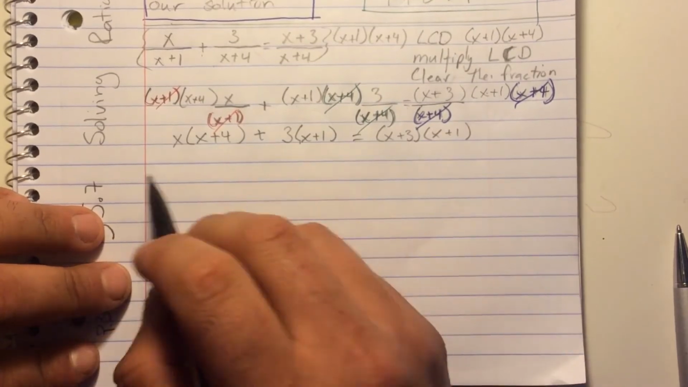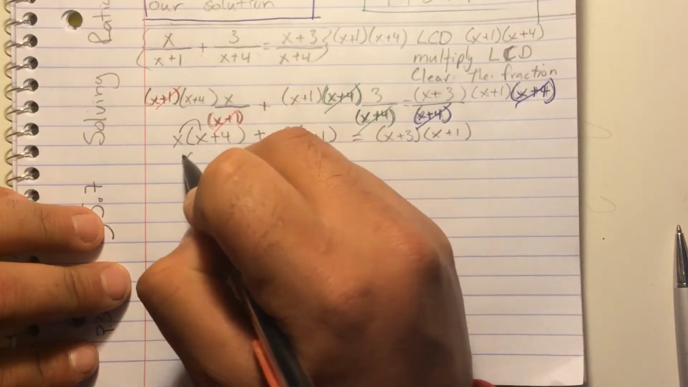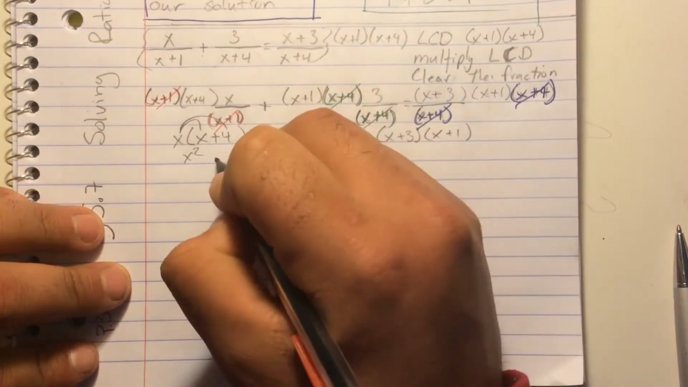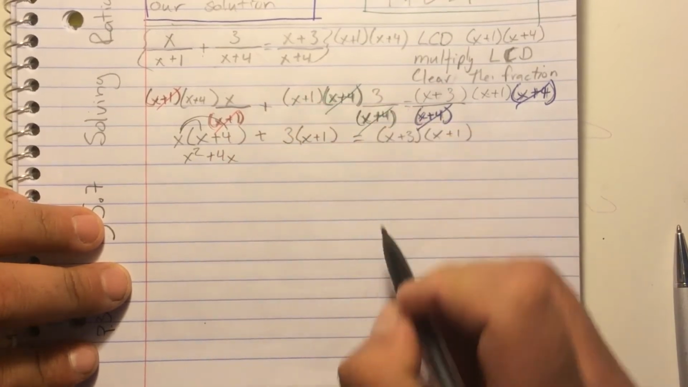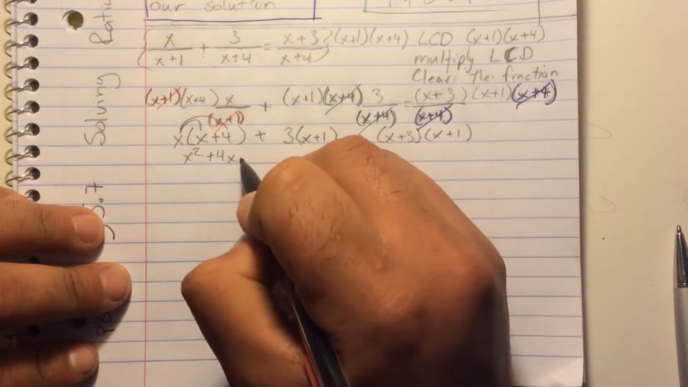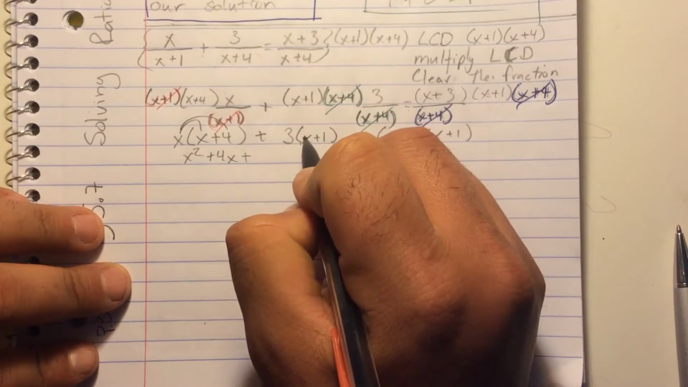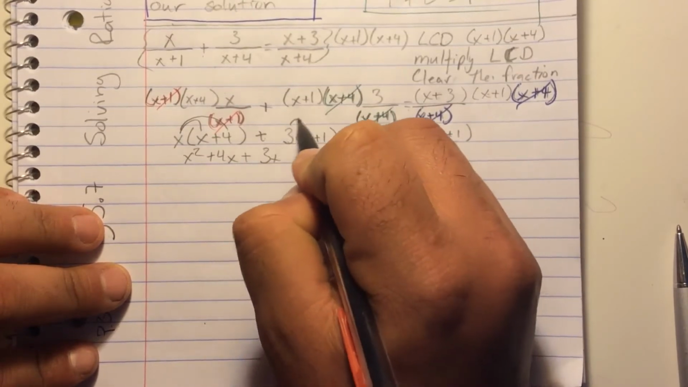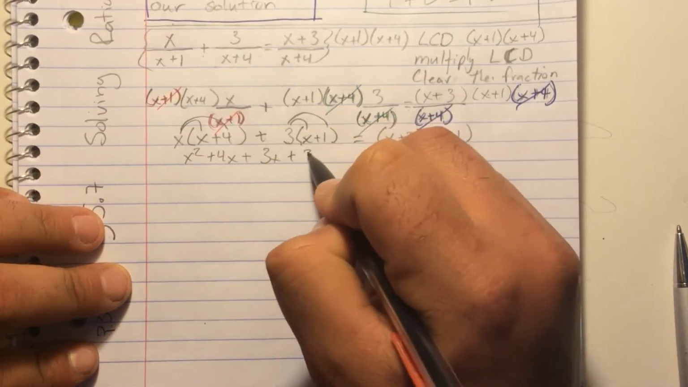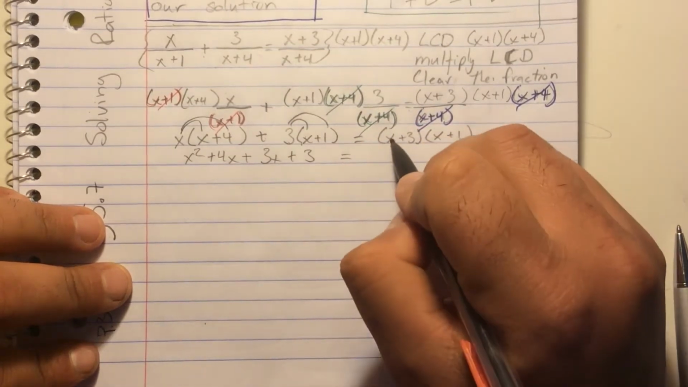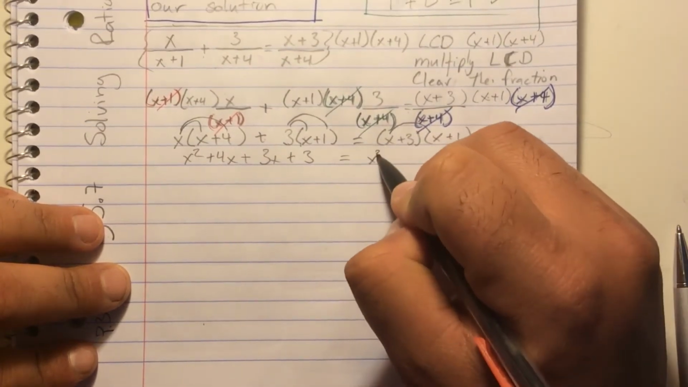So now we're going to actually distribute. We have x times x is x squared. x times 4 is positive 4x. 3 times x is 3x. And 3 times 1 is 3. Equal to x times x, x squared.